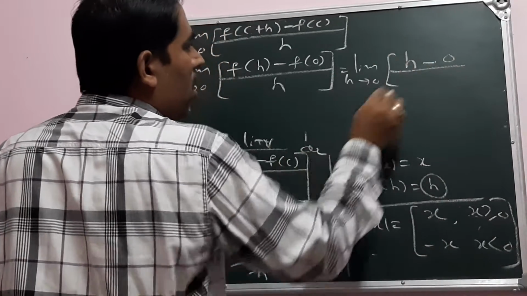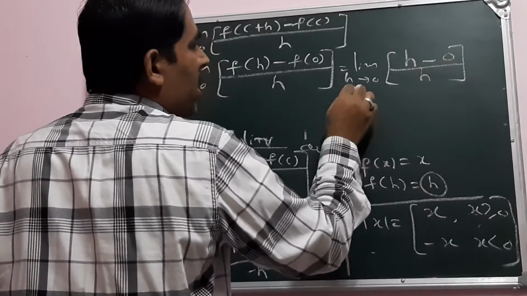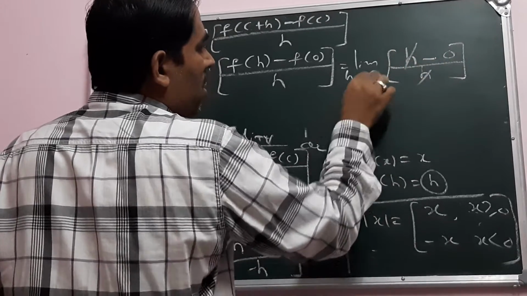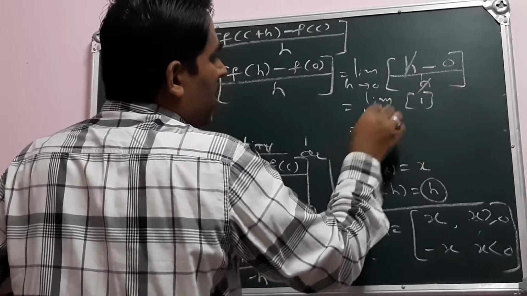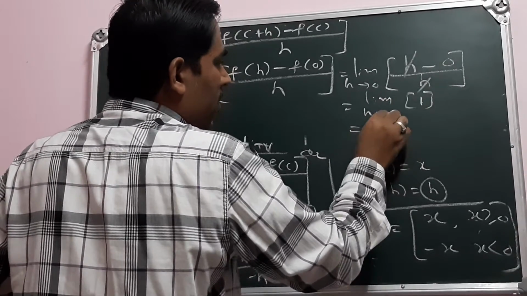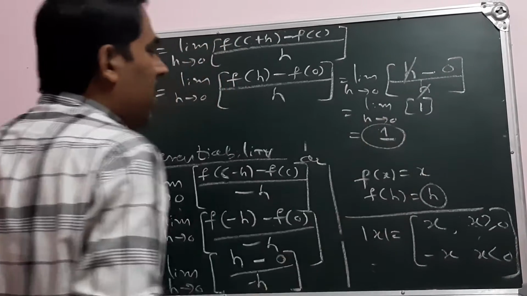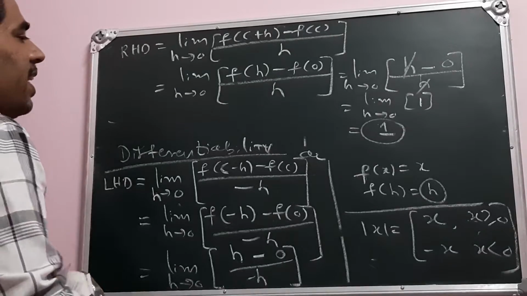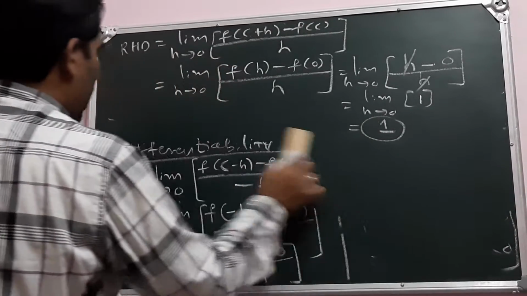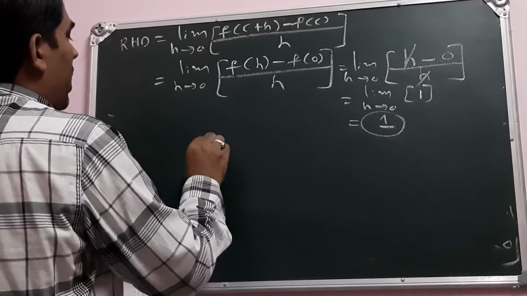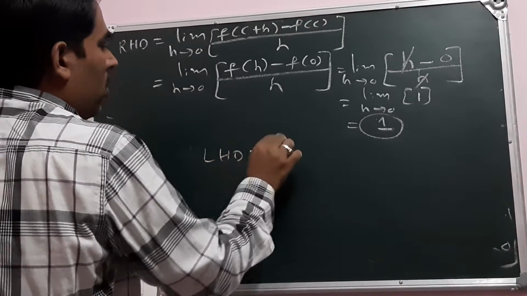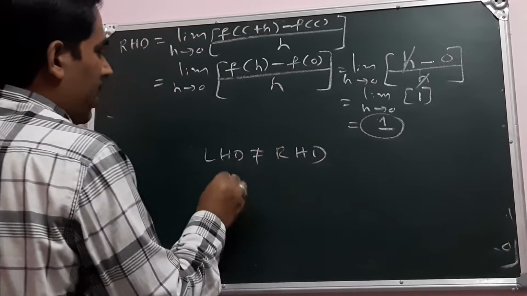f of 0 is 0, divided by the denominator h. So this h gets cancelled. I will get limit h tends to 0 of 1. Once again, the limit of the constant 1 will be 1. So once again, I got the right hand derivative as 1. So clearly, the left hand derivative is not equal to the right hand derivative.